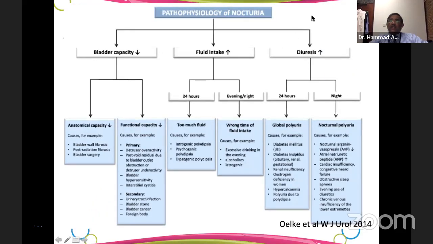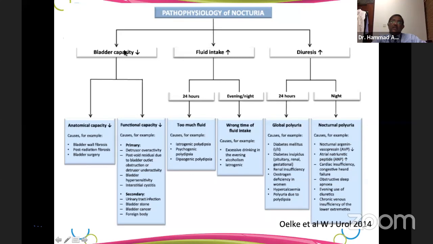Now, I've mentioned earlier about nocturia. As you know, the majority of patients who have BPH often present with only nocturia, and sometimes it is the most bothersome symptom: they have to wake up in the night, and as a consequence their sleep is disturbed and their quality of life is disturbed. But remember that nocturia is not always due to BPH.